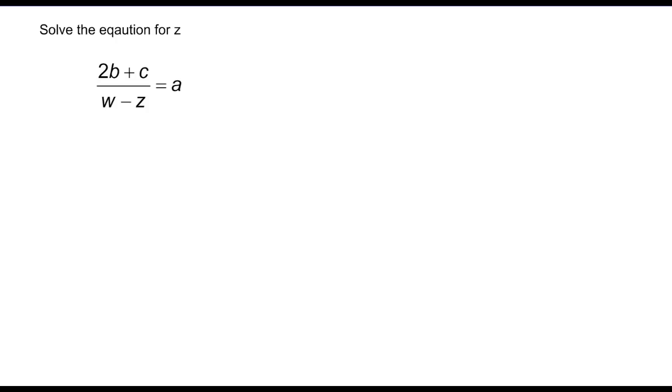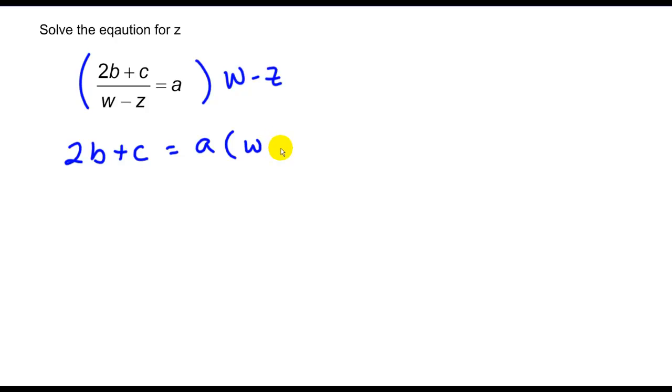Let's do the same thing. In this case, you'll notice my variable that I want to isolate is in the denominator. We need to get that to the numerator. So it's just like clearing a fraction. Multiply by your common denominator on both sides. Notice w minus z times w minus z reduces to 1, so I have 2b, or b plus c, sorry, is equal to a times w minus z.